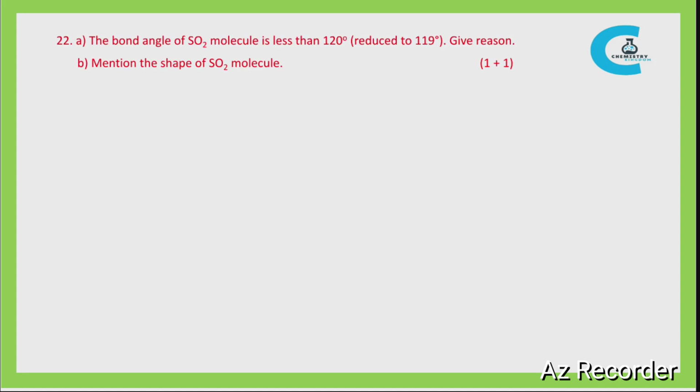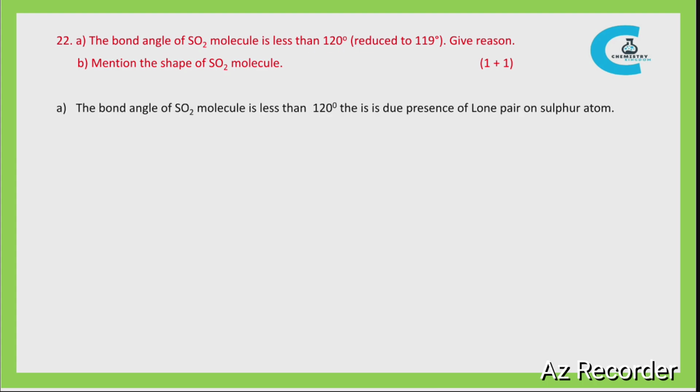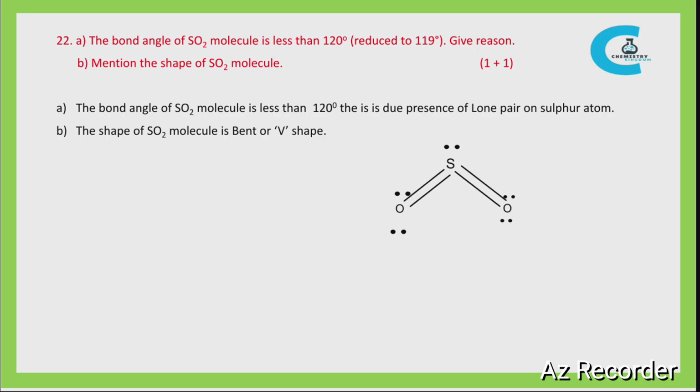Now talk about the next one. The bond angle of the SO2 molecule is less than 120 degrees. This is because of the presence of a lone pair. Correct or not? The bond angle of the SO2 molecule is less than 120 degrees due to the presence of a lone pair on the sulfur atom. The shape of the SO2 molecule, just as I have drawn here, is V shape. The dot indicates the lone pair of electrons left over after bonding. I hope you understood. The bond angle is 119 degrees.